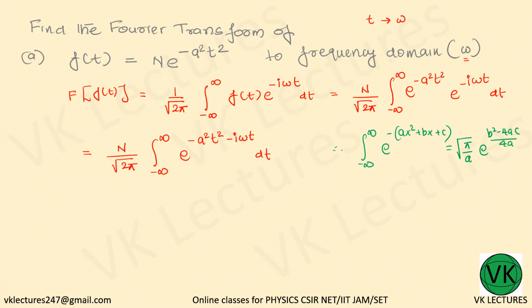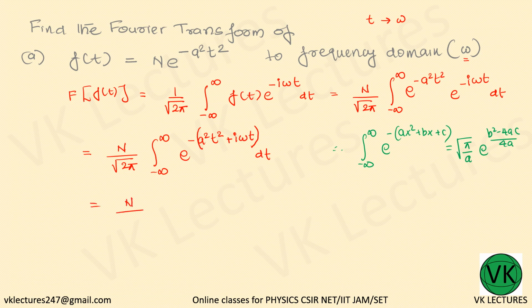Okay, now we need to substitute what a and b are. Here it is equal to minus a squared t squared plus i omega t. There is no c term here.